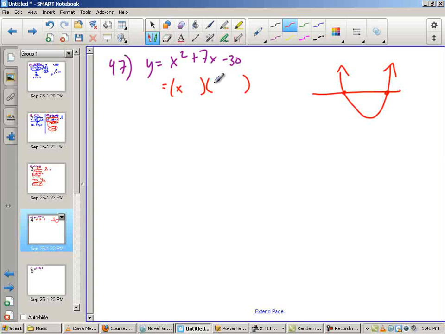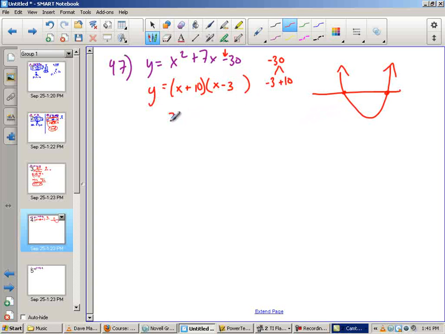Lots of factoring. So I'm going to start with x and x. Notice the last sign's negative, so that means plus and minus. And then all I have left to do is figure out what are the factors of negative 30 that when I combine them give me 7. So I'm going to try 3 and 10, but I need one of them to be negative. Since I have a positive 7 in the middle, I'm going to make 10 positive and 3 negative. Well, it's 10 minus 3, that's 7. So I'll make a positive 10 and a minus 3.